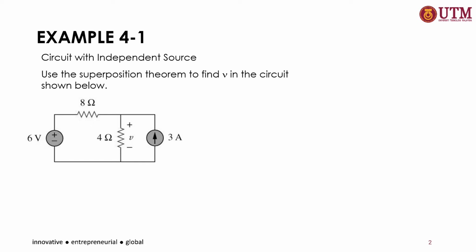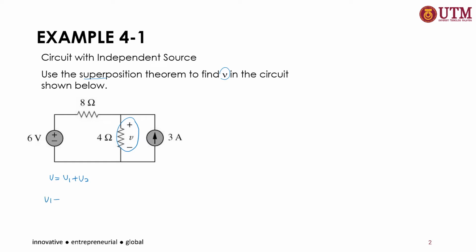This is example 4.1, an example of a circuit that only has independent sources. By using the superposition theorem, we want to find V. So this is the V we want to find. Since in this circuit we have two independent sources, by the superposition theorem, we can have V equals V1 plus V2.